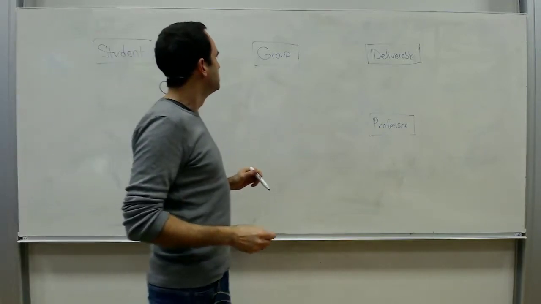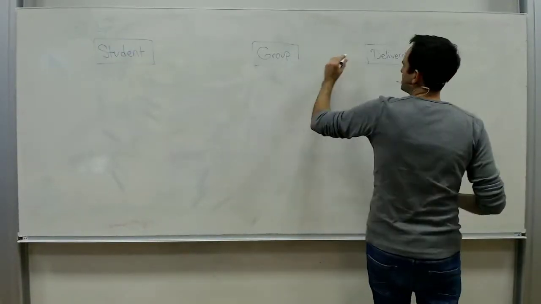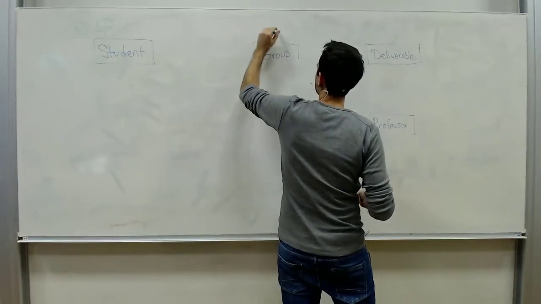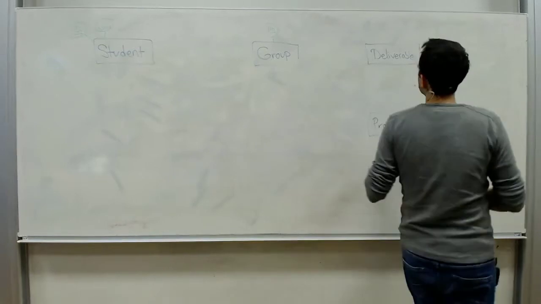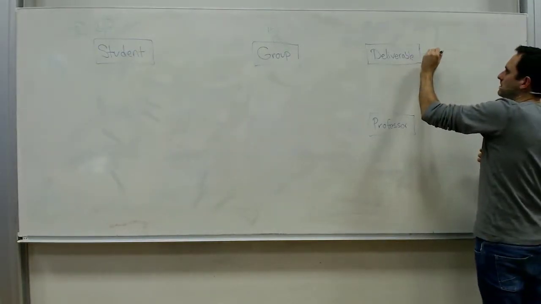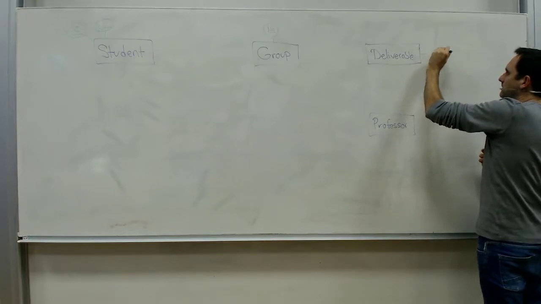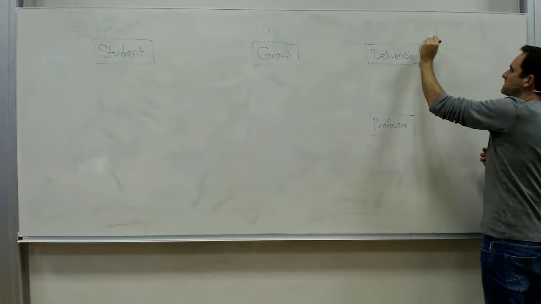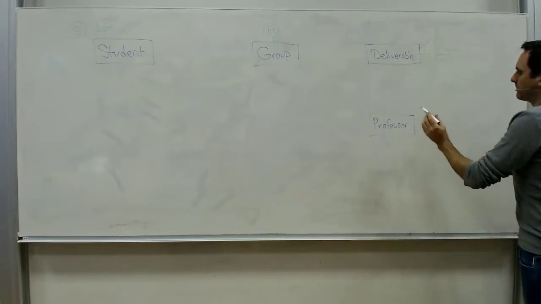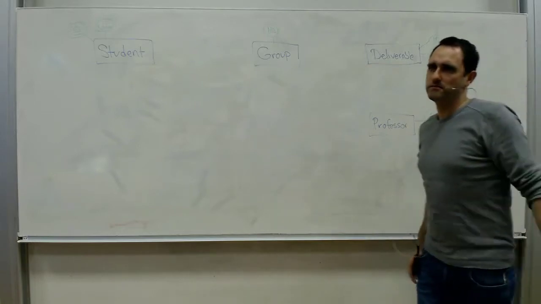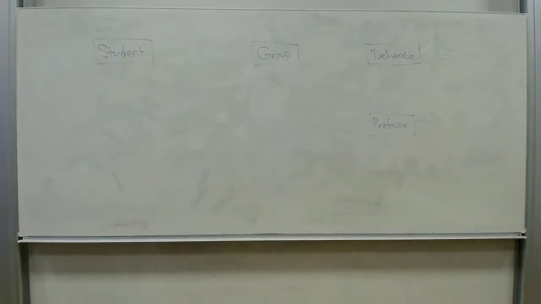Maybe the group, I don't know if it has a group number, definitely in our case. So maybe that's also the primary key. And the deliverable maybe has at least a name or a description, and we also assign an ID to it. And the professor has, of course, also an ID, some kind of identification. Okay, so what are the relationships between those entity types?